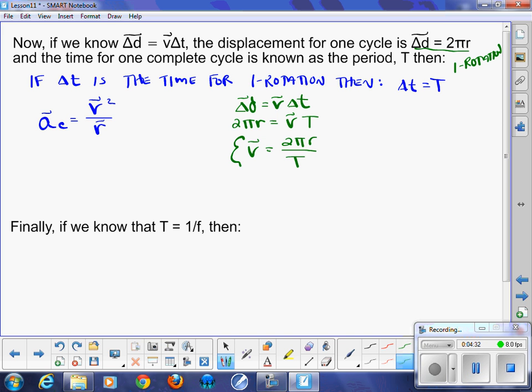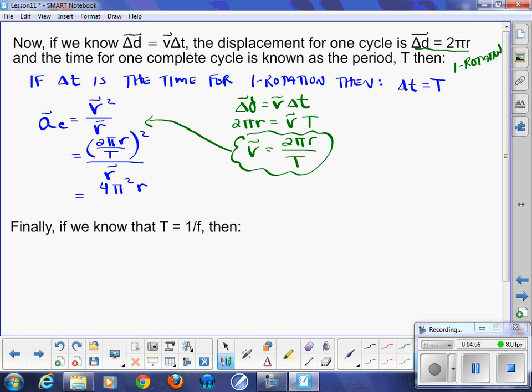I'm going to take that formula and plug it in over here to get a new acceleration formula. So 2 pi r over period, squared, over r. Since we're talking about magnitudes and not direction here, the r's do cancel down. So 2 squared is 4, pi squared, r squared divided by r reduces to r, and that's over the period squared. So there is our next centripetal acceleration formula. That one you use if you know the period.